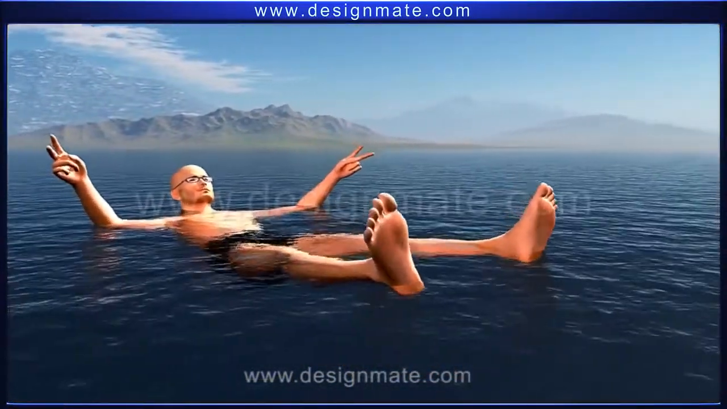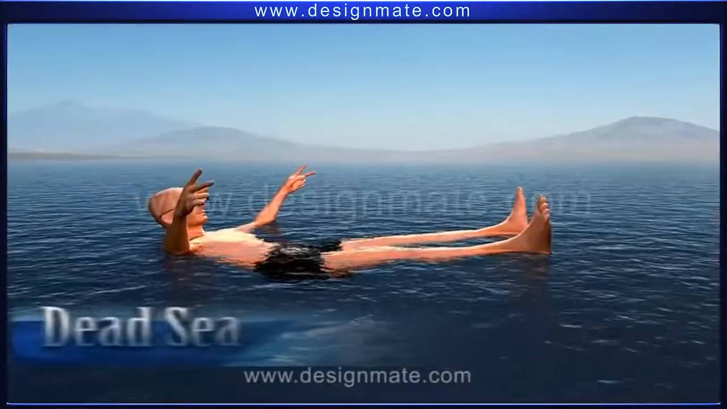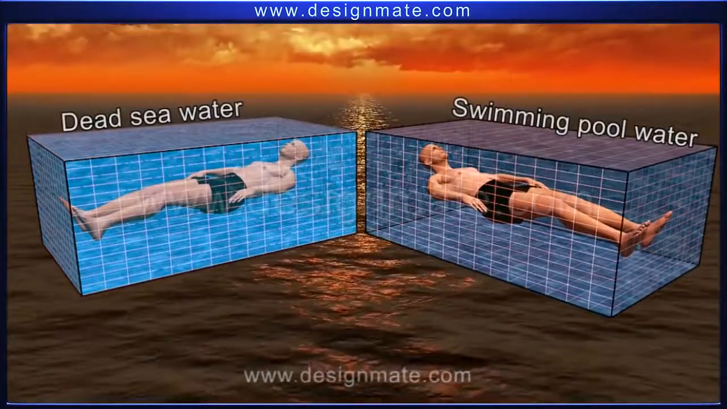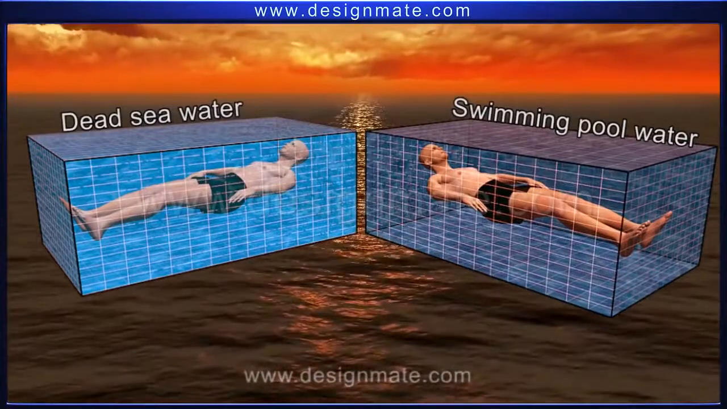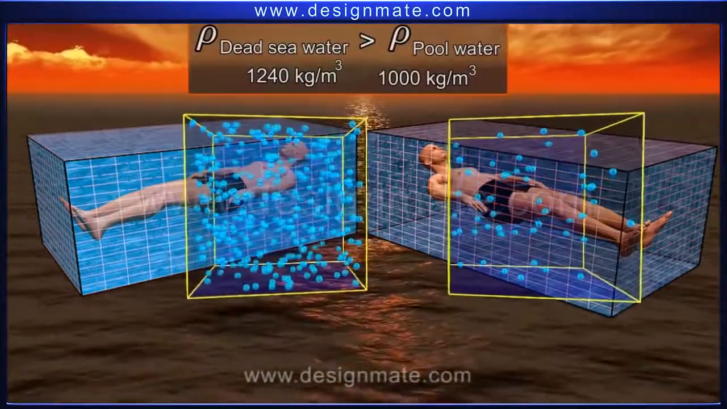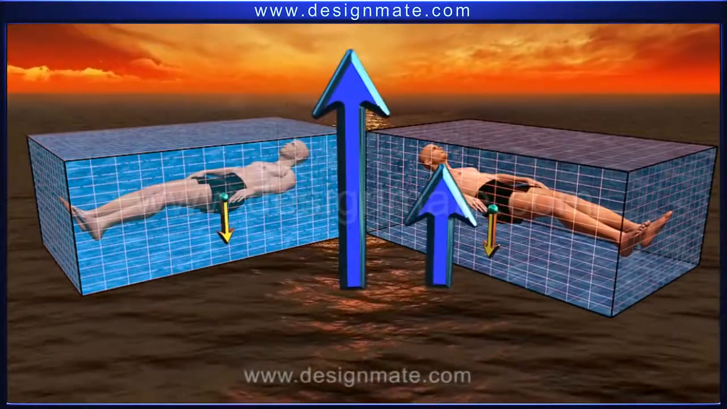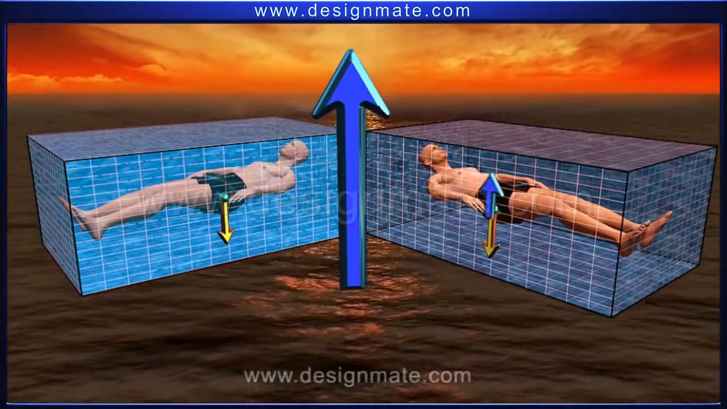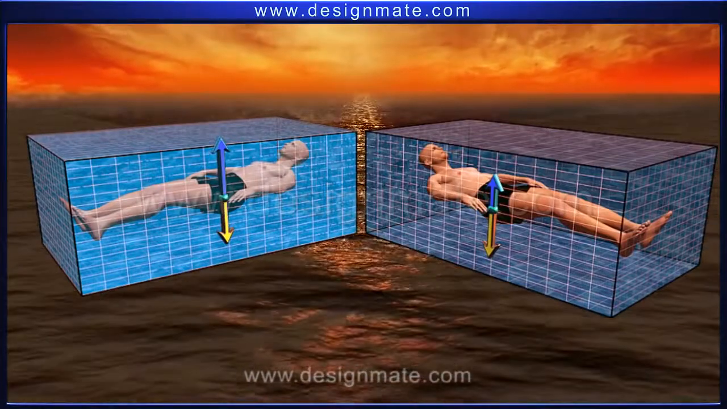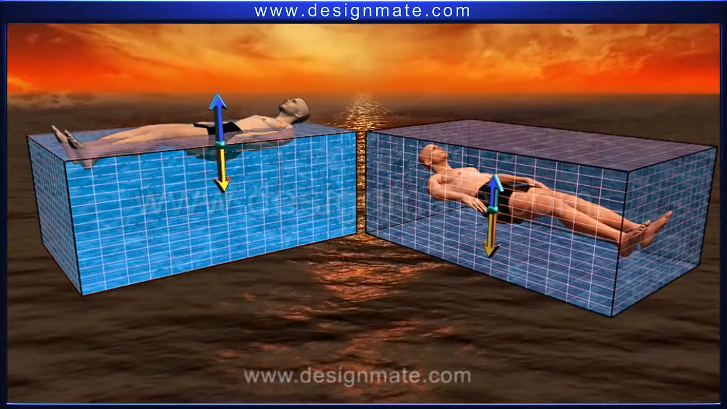Can you now use Archimedes' principle to understand why it is possible to float effortlessly in the Dead Sea? Due to the presence of a large quantity of salt, density of the Dead Sea water is larger than that for the pool water. Thus, the buoyant force in the Dead Sea is also larger, even larger than your weight. Hence, it pushes you up to the surface and keeps you afloat, while in a swimming pool you sink.